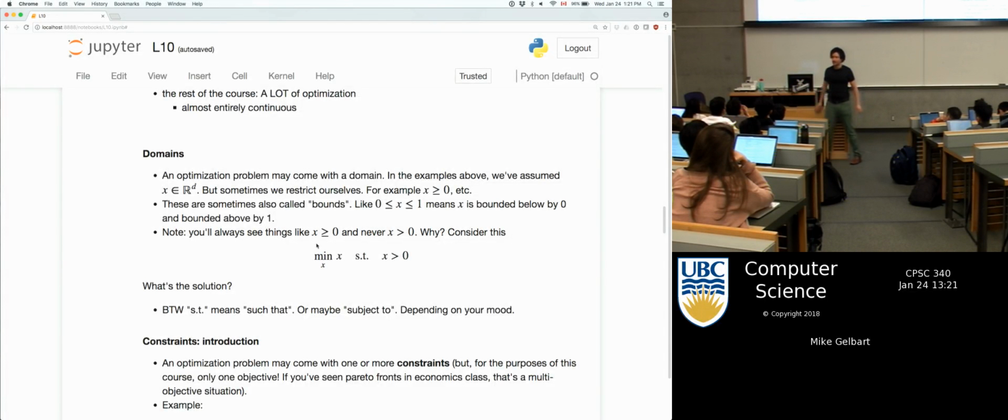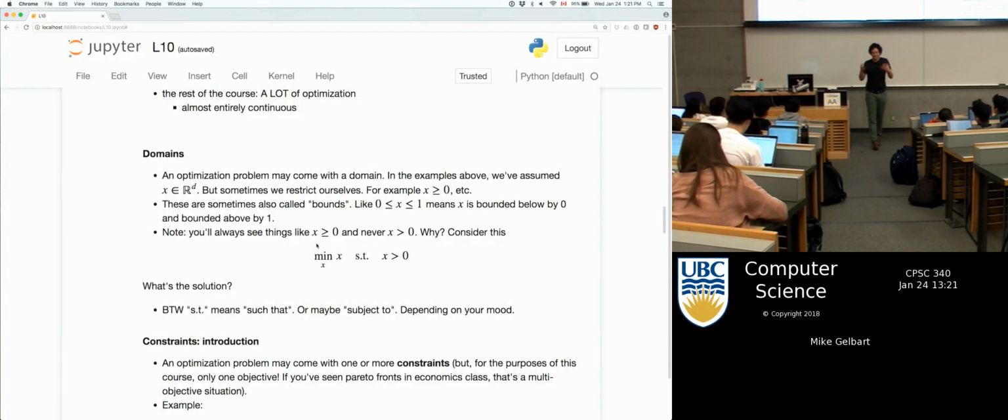So what's the solution? What's your name? Tom. There isn't one? There isn't one. Yeah, why? Because you can keep going towards 0 as much as you like. Right, you can keep going towards 0, closer and closer, and so it doesn't quite make sense. So usually the thing you mean is greater than or equal to when you're imposing these bounds or constraints in an optimization problem.